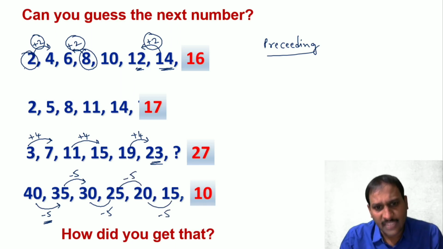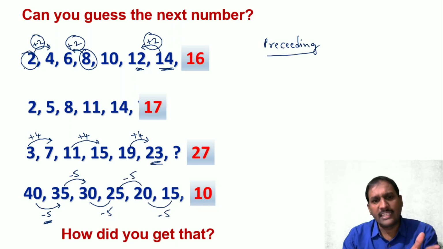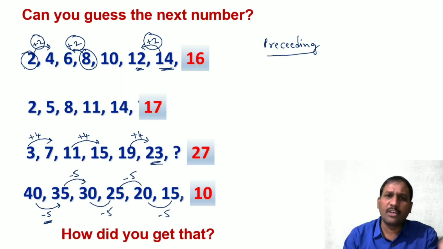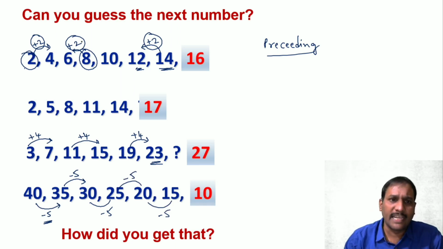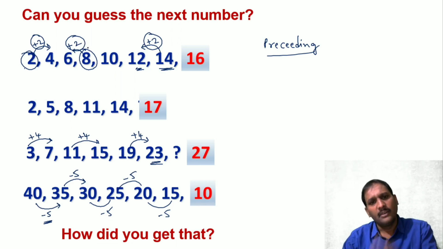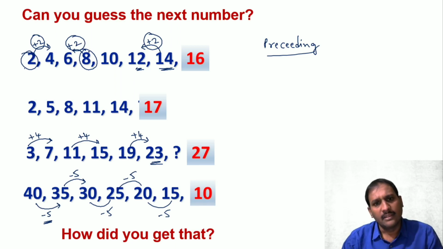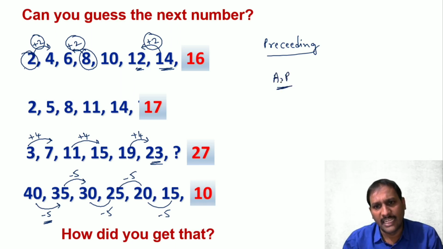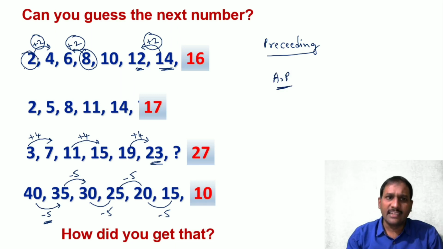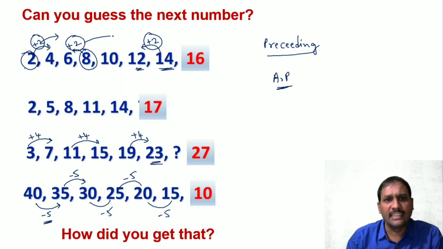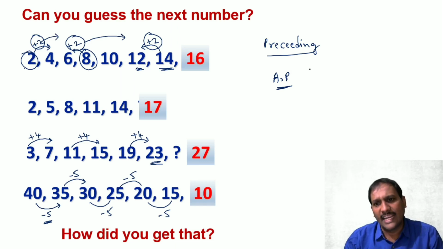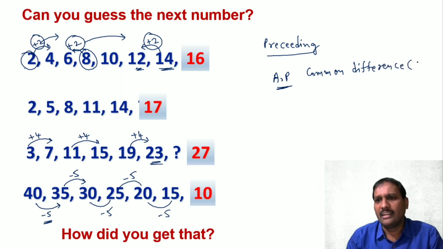So this type of sequence, in which every term except the first term is obtained by adding a fixed number to its preceding term, is called an arithmetic progression. In short, we call it AP, arithmetic progression. And the fixed number we are adding is called the common difference, and it is denoted by small d, d for difference.